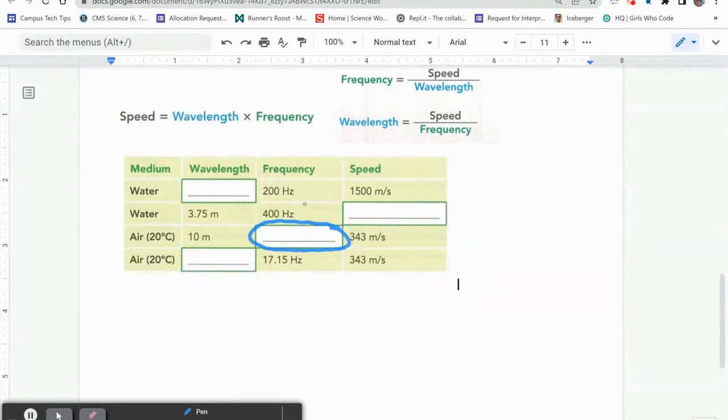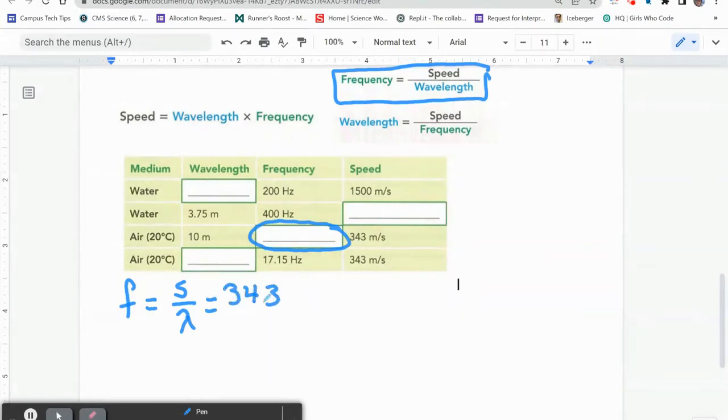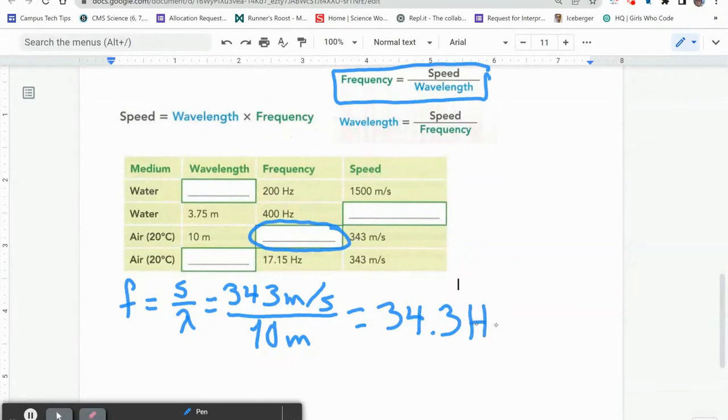So here I'm looking for frequency, so I'm going to use this formula up here. I'm going to use F for frequency is equal to speed divided by lambda, our wavelength. So if I substitute in, I've got my speed over here, which is 343 meters per second. Okay, and this is for air as a medium. And we're going to divide that by 10 meters. Don't even need a calculator for this one. This one's going to end up being 34.3 hertz, that weird unit that we had before. So then I fill it in, I've got 34.3 hertz.